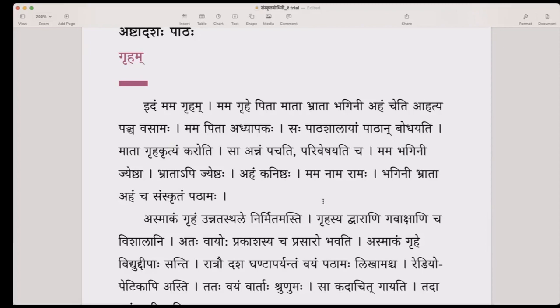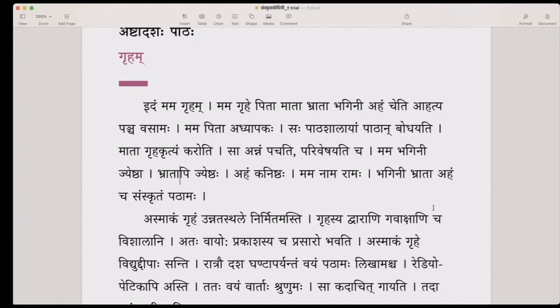Sa annam pachati pariveshyati cha, and she cooks for others also, so she cooks and serves the others. Pariveshyati is serving. Mama bhagini jeshta. My sister is eldest. Jeshta is eldest. Brata api jeshta.